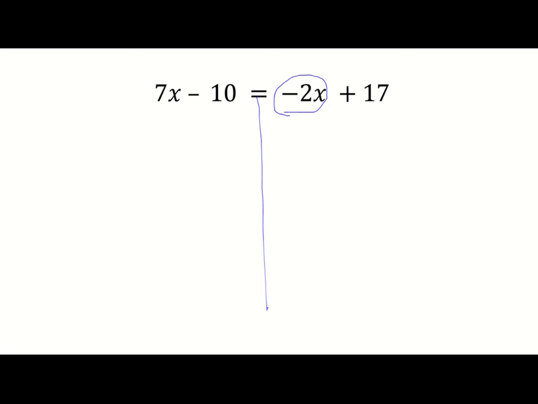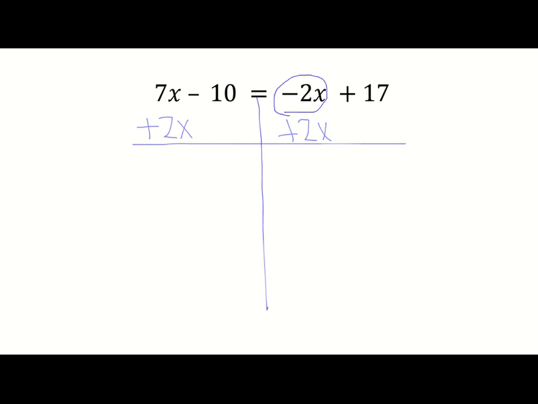Now I have to make sure when I move it to the other side that I do the opposite operation of what is currently happening. So right now this negative 2x is being added to a 17. So I essentially need to subtract this negative number. And remember, subtracting a negative is just the same thing as if I were to add that number. So what I'm doing is adding the 2x to both sides. I'm not actually trying to get the x by itself yet. I'm trying to get all the x terms together.